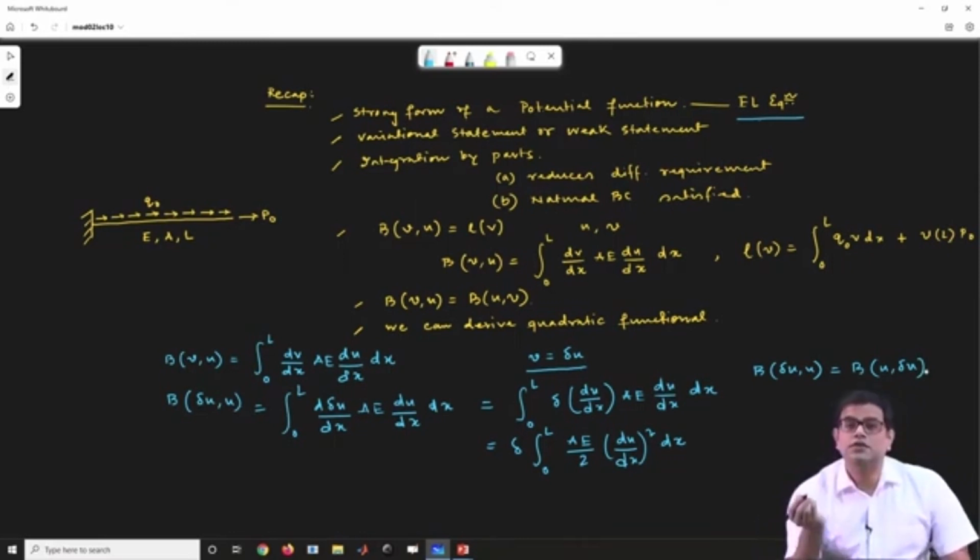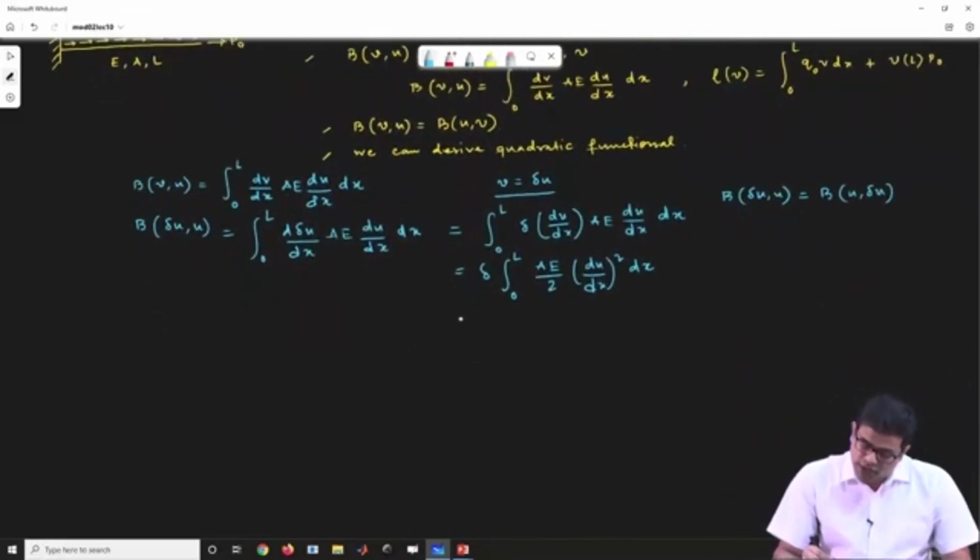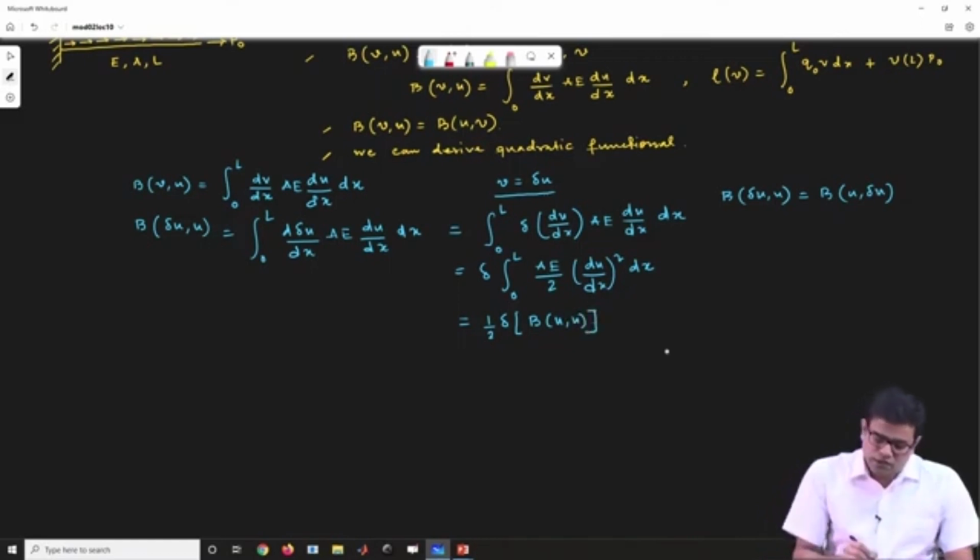If you don't have the symmetric bilinear form, then also we can define a potential functional, but this is not the procedure we are doing right now. So there is a possibility of doing that, but we'll leave this for right now, and let us continue with this. With this, if I write delta, I can write this as b of u comma u. So this is my first term.